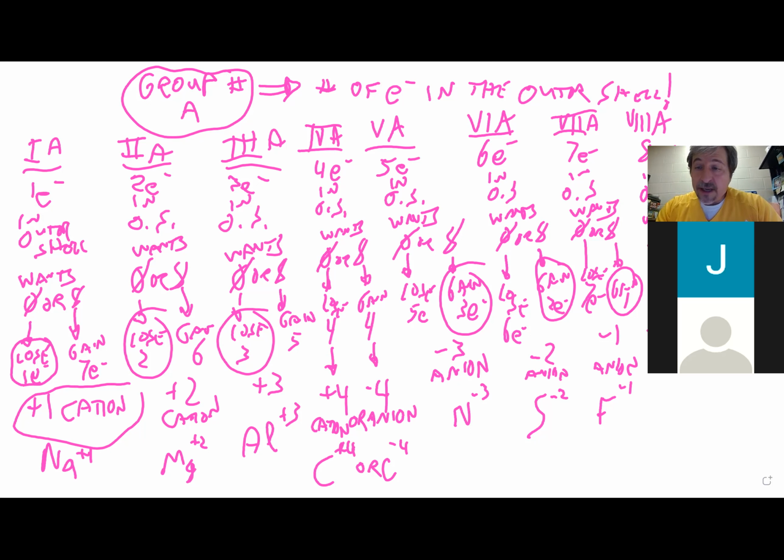Doesn't react because it's already got its eight. This is why these elements in the very end: helium, neon, argon, krypton, xenon. These are all called inert gases, also called noble gases.